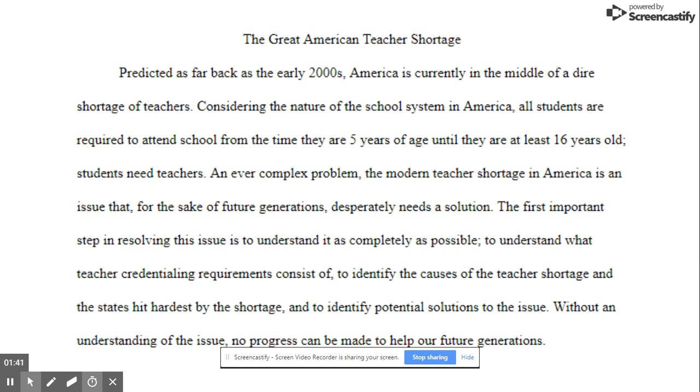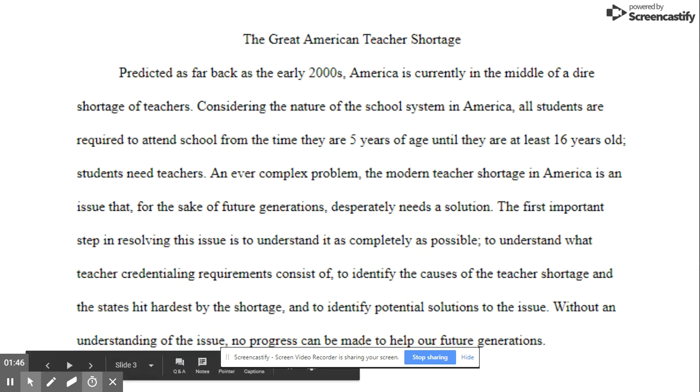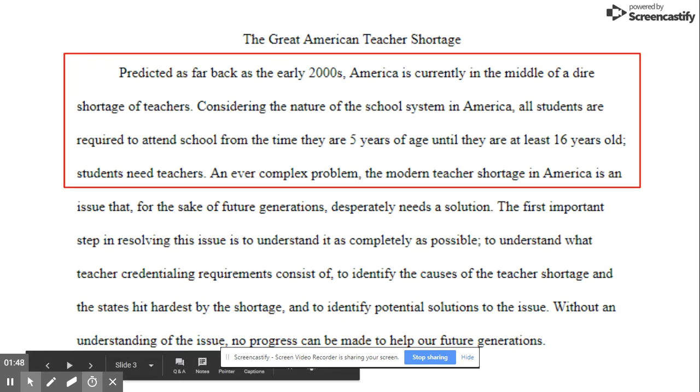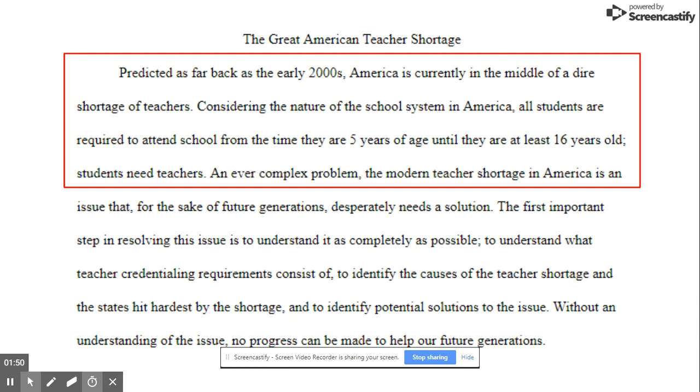Here's an example paragraph about the teacher shortage. And as you can see here, it begins with an attention getter. Okay, predicted as far back as the early 2000s, America is currently in the middle of a dire shortage of teachers. Considering the nature of the school system in America, all students are required to attend school from the time they are 5 years of age until they are at least 16 years old. Students need teachers. An ever complex problem is the continuation here, as you go into the thesis.